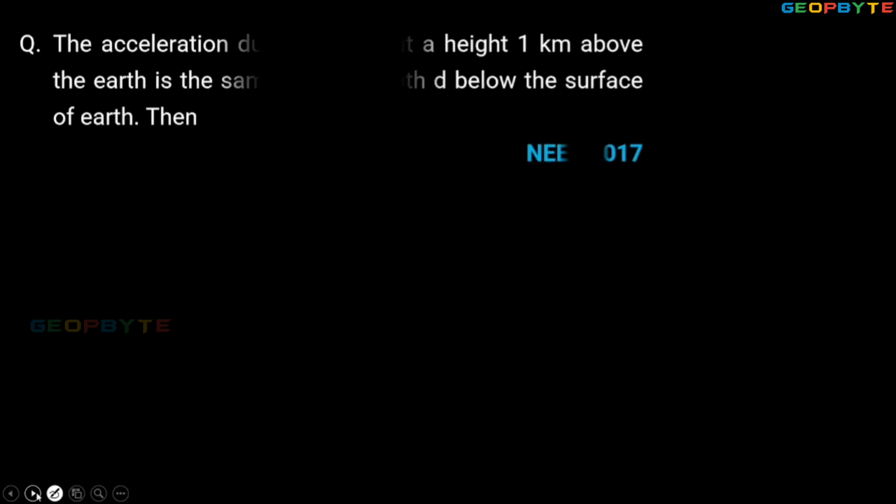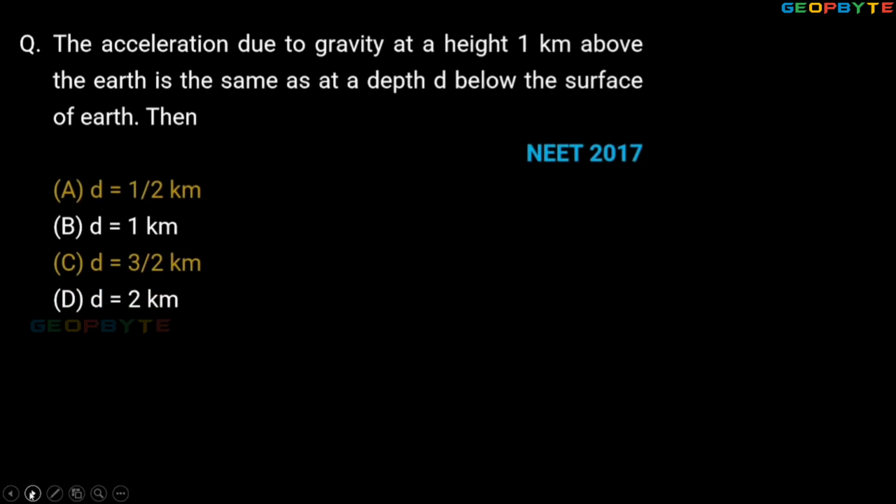Similarly, let us take another important problem. Okay, look at the screen. It is asking like this. The acceleration due to gravity at a height of 1 kilometer above the earth is the same as at a depth d below the surface of the earth. It is given like this.